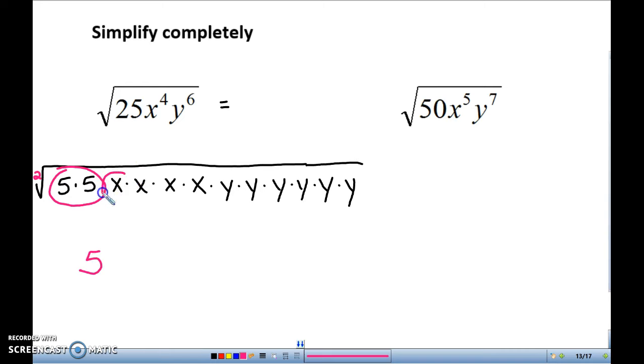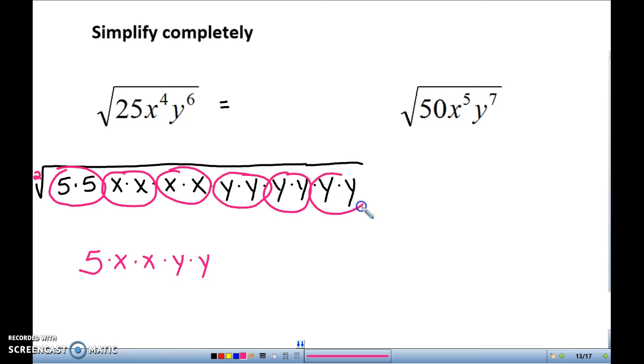So let's pair up groups of 2 here. That comes out as a single x. This one would come out as a single x. That comes out as a single y, a single y, and a single y. And when I put these all back together, my final answer is 5x squared y to the third. Okay?